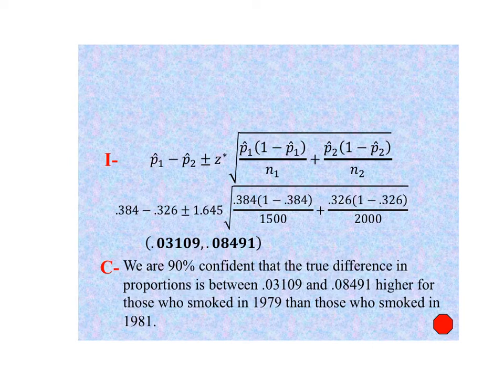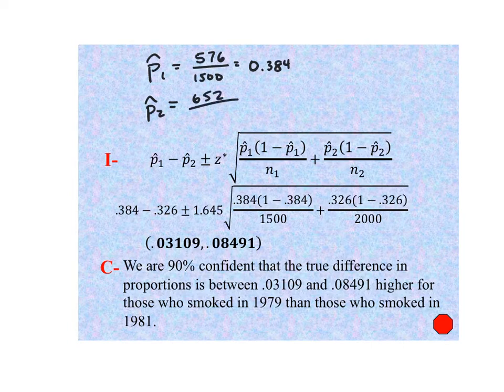I just want to remind you guys, P hat 1 came from dividing, let me make sure I get my numbers right, 576 by 1500, which is 0.384. And P2 hat came from dividing 652 divided by 2000, which is 0.326.